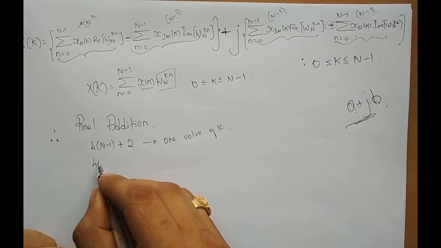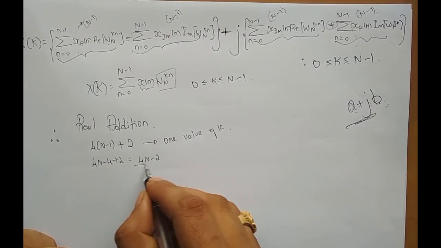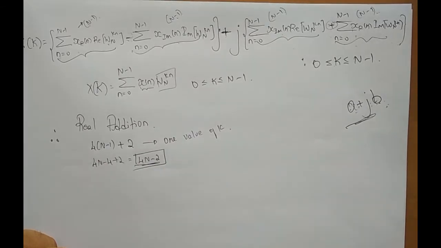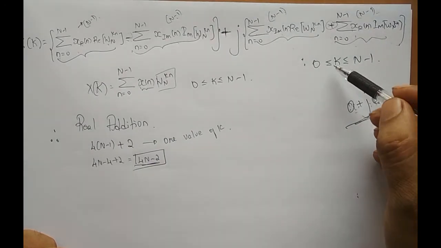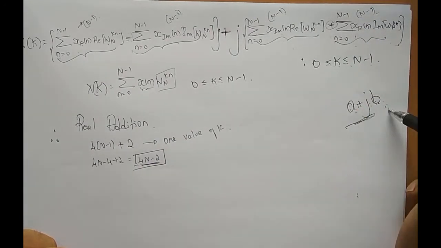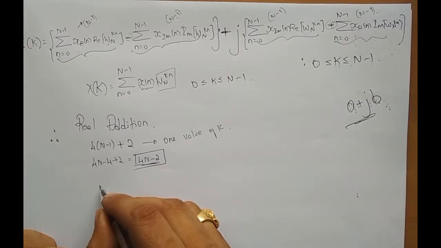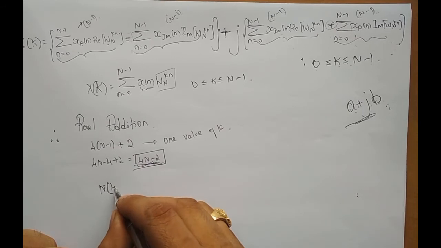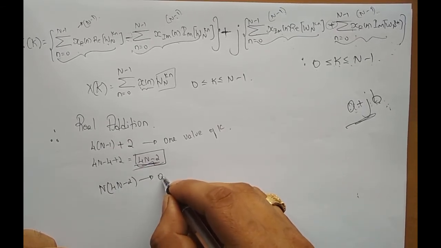So this is nothing but 4n minus 4 plus 2, which is equal to 4n minus 2. 4n minus 2 for one value of k. What about for all values of k? So this has to be repeated for all values of k, right? So k is varying from where to where? 0 to n minus 1. Totally I have n number of k's. So it is nothing but n times this term, 4n minus 2. This is for all values of k.